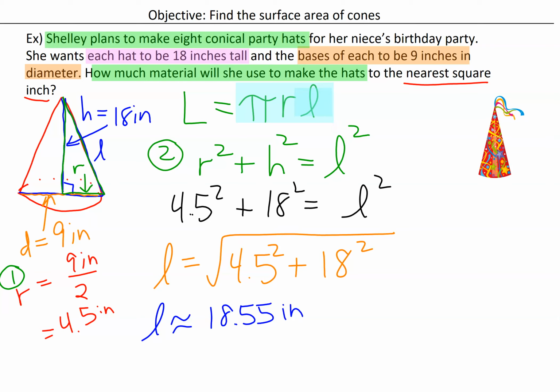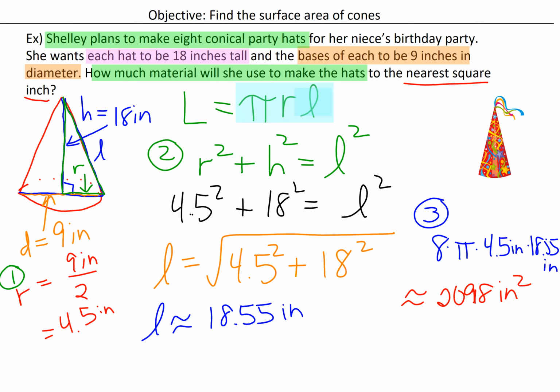And I would do that again all at once. So when I go to find my surface area, I would take 8 times pi for my 8 hats times my radius of 4.5 inches times my slant height L of 18.55 inches. All right, so now using my calculator again. Here, hopefully you are in agreement with me. Remember the nearest square inch, so the ones place or nearest whole number. So here we would get about 2,098 square inches.